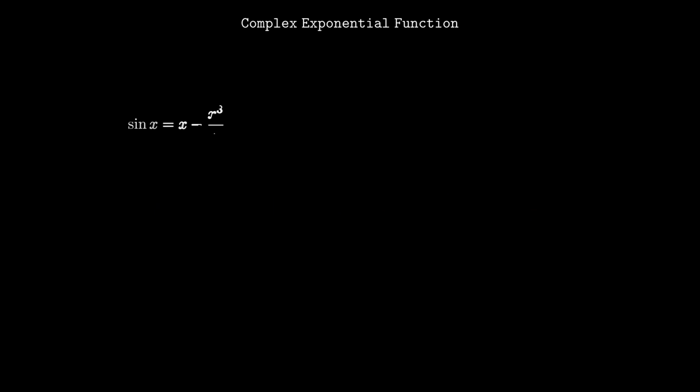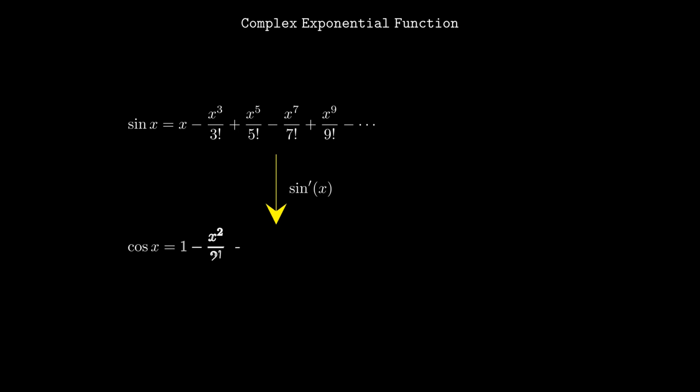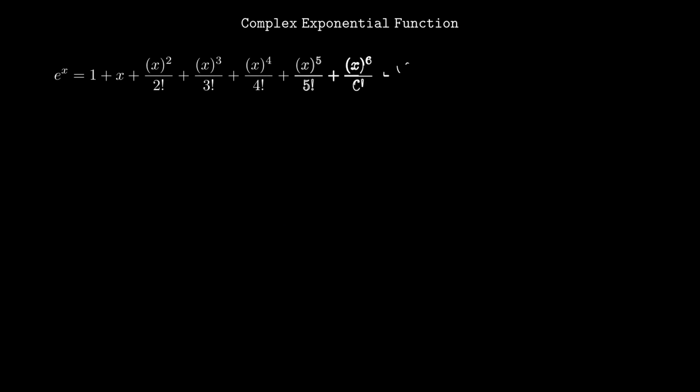With the Taylor expansion of sine x, it is much easier to derive the Taylor expansion of cosine x, because cosine x is equal to the first-order derivative of sine x. It can be seen that cosine x is the sum of items containing x to the power of evens alternating between positive and negative. The left side of Euler's formula is a complex exponential function.